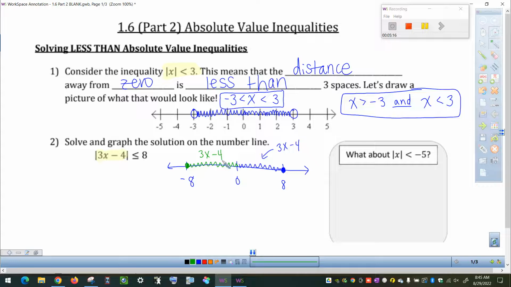And so this is going to allow us to branch off into two possibilities. We're going to be able to write two inequalities here, representing the different possibilities that we see here on our picture. So the first one that I'm going to do over here on the right was the one that I originally did in blue. So one possibility is that 3x minus 4 is just simply less than or equal to 8.